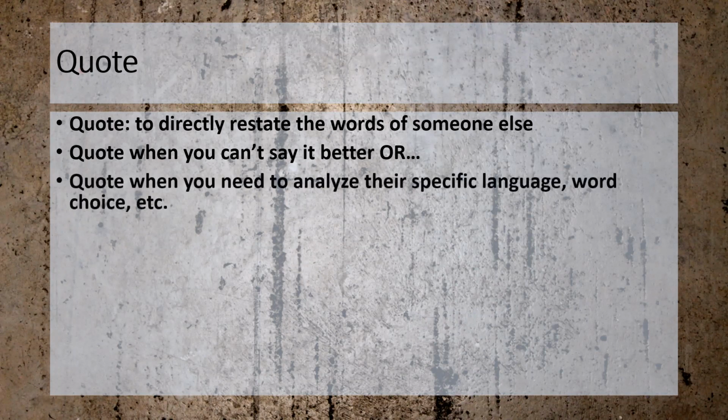You should quote simply when you can't say it better. Sometimes someone in a source has just explained a problem better than you ever could. And no matter how hard you try to paraphrase that one or two sentences, you just can't. So you just have to quote it. It's the most efficient way to communicate it.